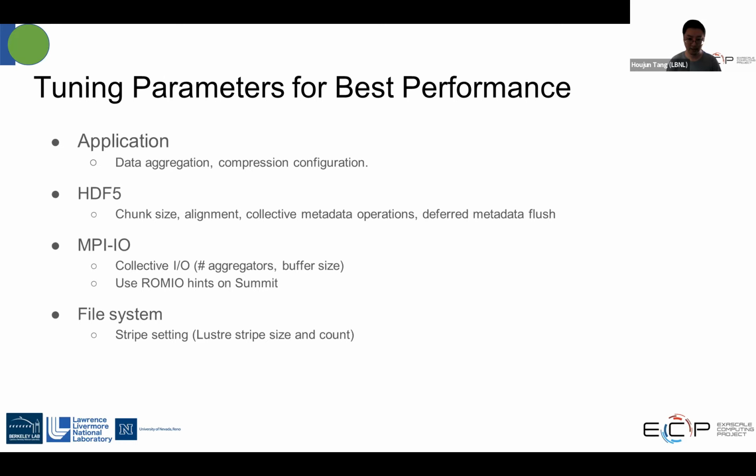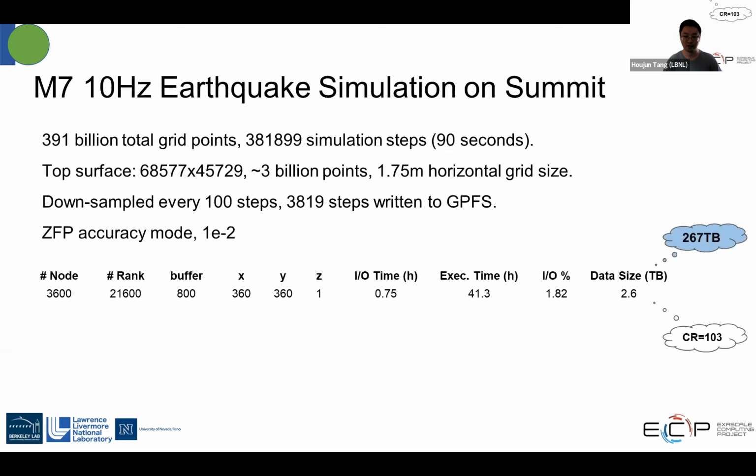On the MPI-IO level, there is whether to use collective I/O, and there are some special cases like on Summit, where the default MPI collective I/O sometimes does not behave correctly, and we have to set the ROMIO hints to manually enable collective I/O. And on file systems, if we write data to parallel file systems like Lustre, there are striping settings as well. Combining this last set of parameters, we do observe a significant performance difference, as I will show in the next couple of slides.